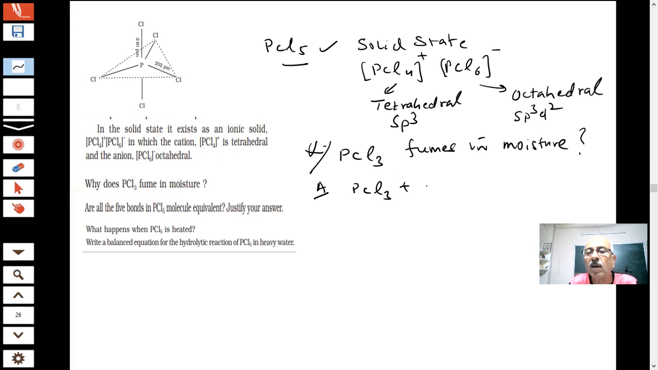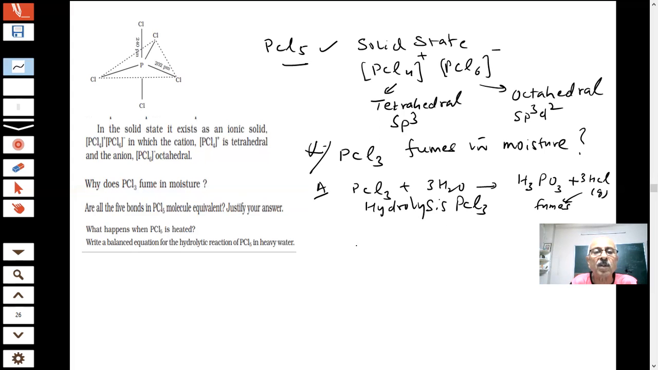Because PCl3 is hydrolyzed in the presence of moisture to give fumes of HCl. PCl3 plus H2O gives H3PO3 plus 3HCl. And because of this HCl gas, fumes of HCl gas are produced. This is an example of hydrolysis of PCl3.